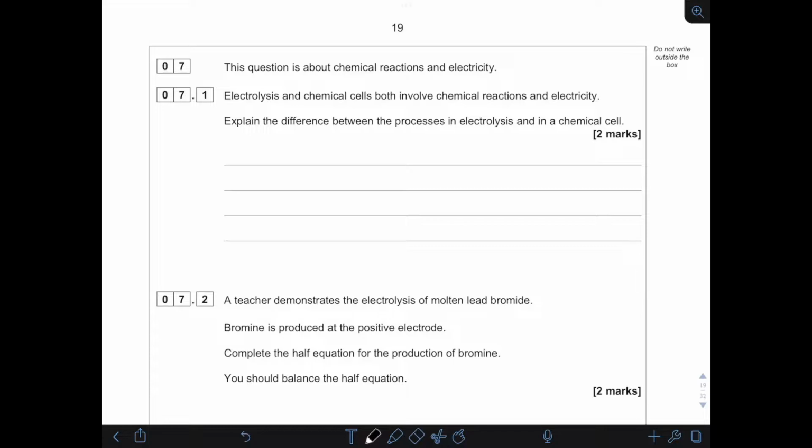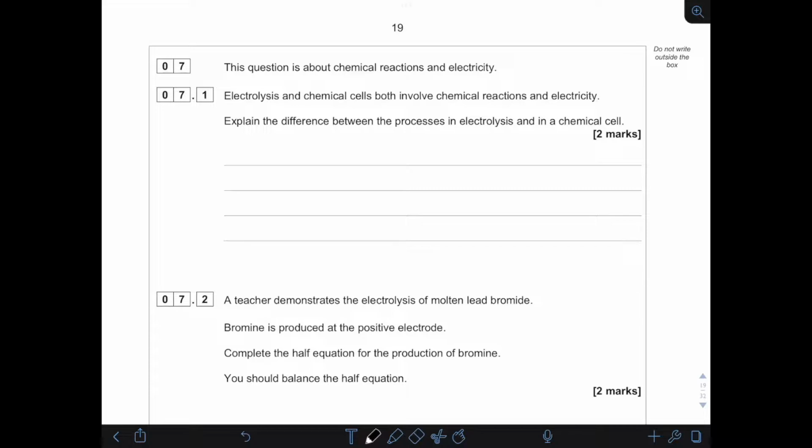Question 7 is about electrochemistry. Electrolysis and chemical cells both involve chemical reactions and electricity. Explain the difference between the process in electrolysis and in a chemical cell. So electrolysis is a purification method in which electricity is used to carry out redox reactions, and you're trying to do a reaction using electricity.